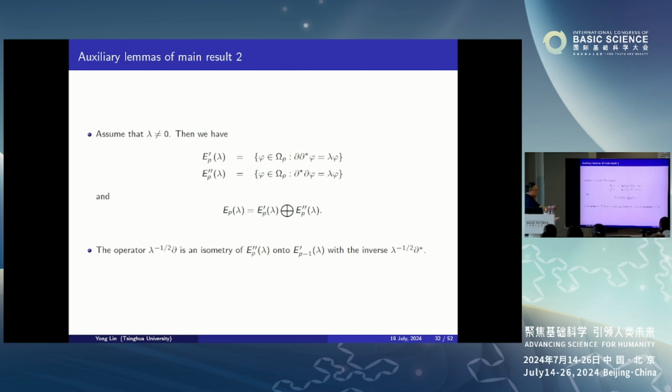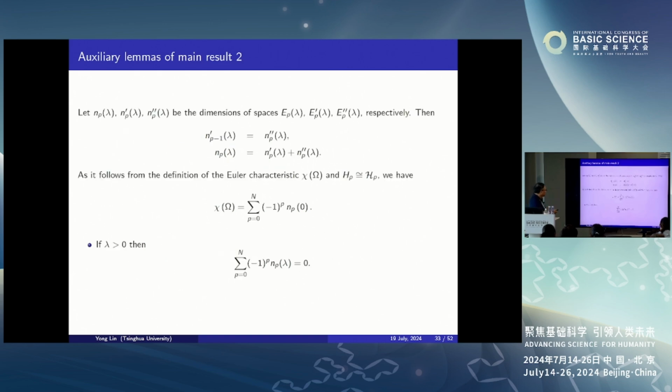And this lemma is true for any simplicial complex, so it is not only for the path complex. Actually, this is true for any simplicial complex. If we use this notation n_p prime and n_p double prime to denote the dimension of this space, then we can get this formula.